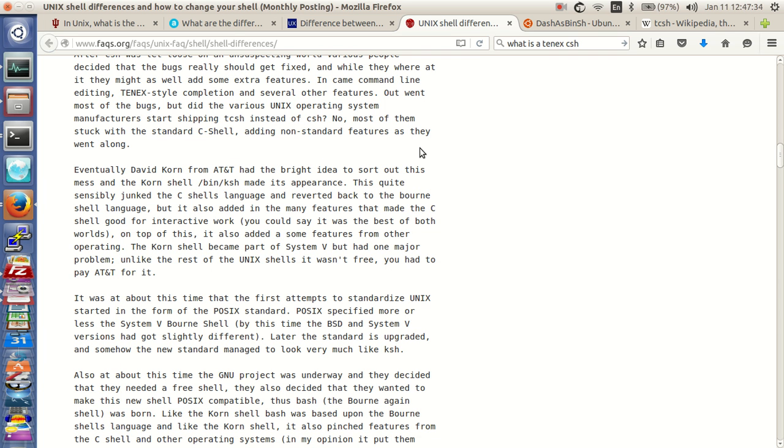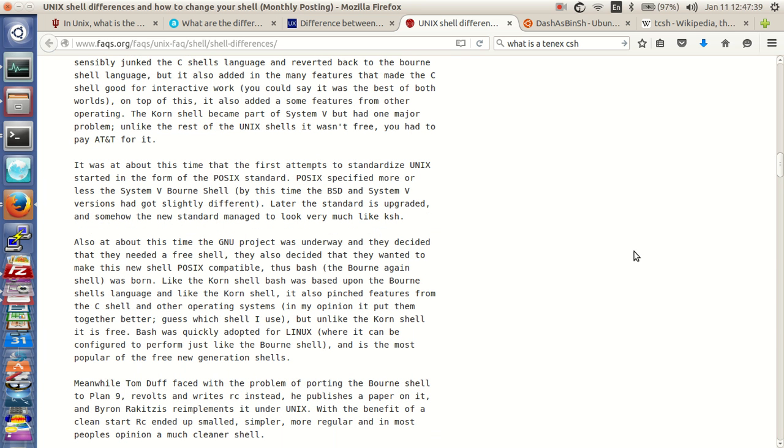So at some point, after the K shell had been created in the 80s, it was about that time that the first attempts to standardize Unix started in the form of the POSIX standard. POSIX specified more or less that System V's Bourne shell, B shell, or just shell, sh, was the standard. About that time, BSD and System V versions had gotten more than slightly different. So later the standard was upgraded, and somehow the new standard managed to look very much like the K shell.